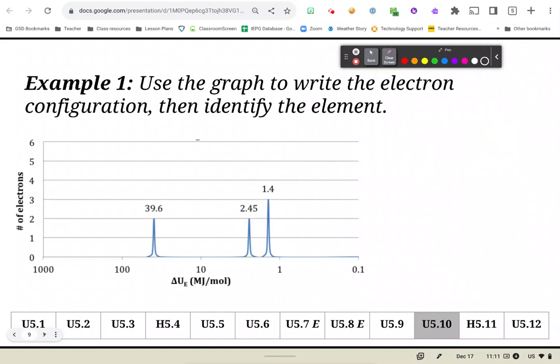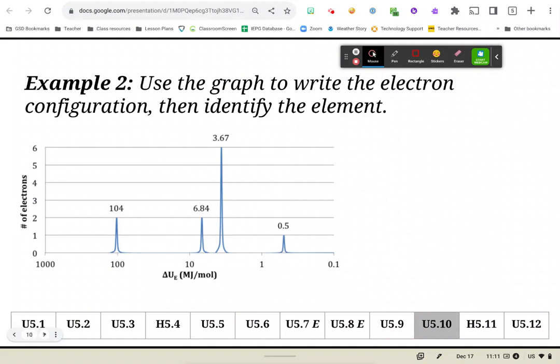All right, let's try the next one. Go ahead, try this one. Stop the video and then pick it up again when you have it.